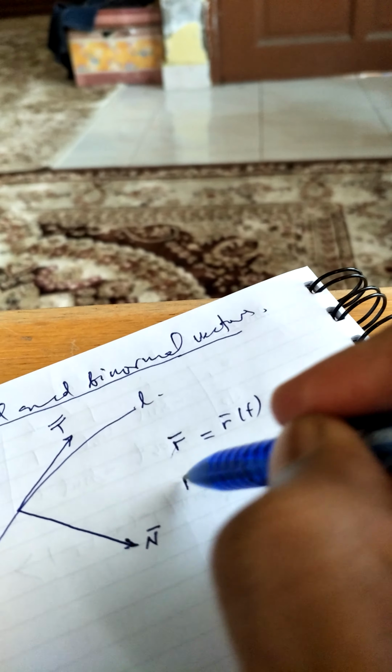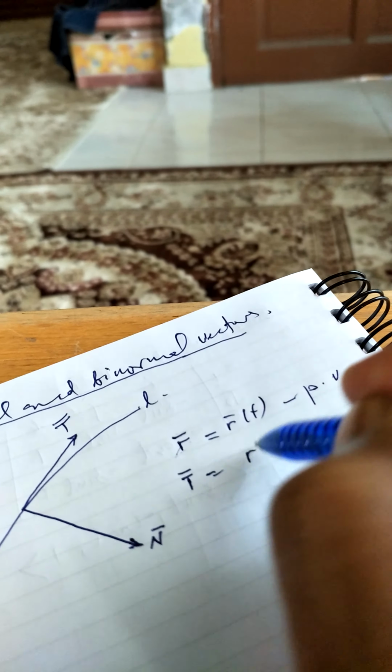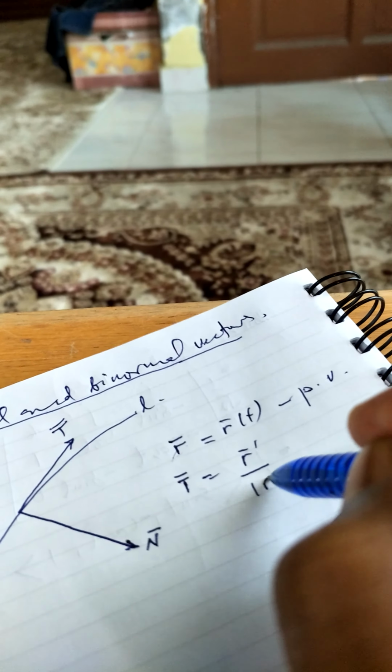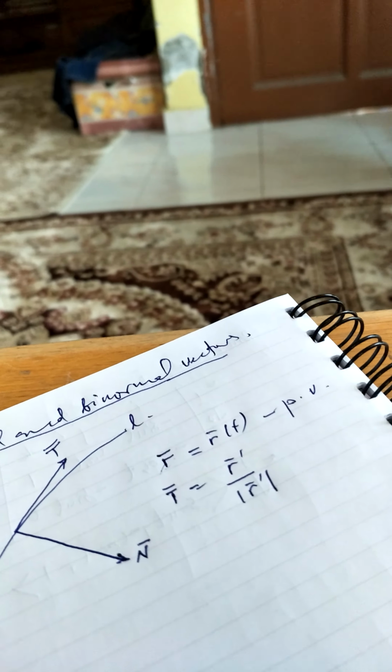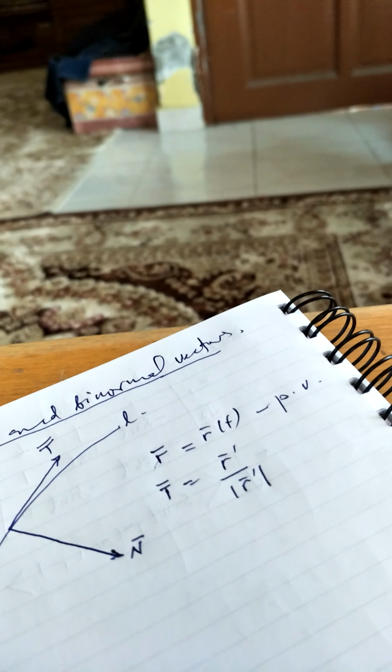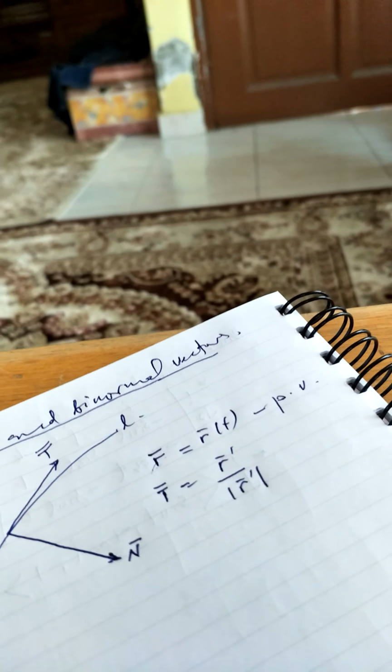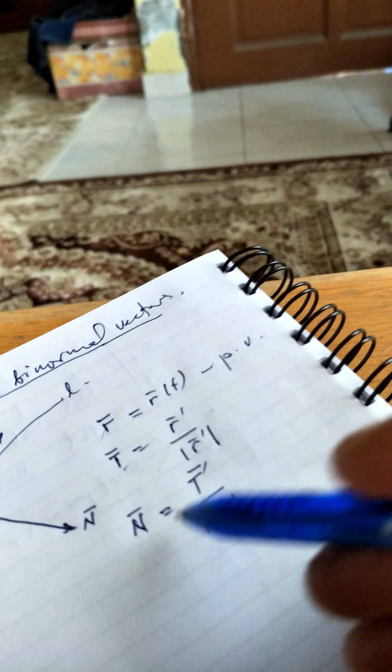Now to get t, we differentiate r, and then divide by the magnitude of r prime, and as well as to get n, we differentiate t and divide by the magnitude of t prime. Right. So this is the unit tangent vector and the unit normal vector.